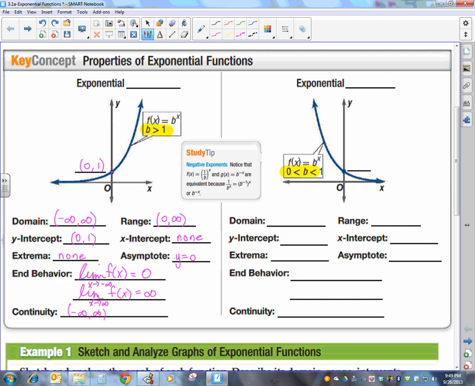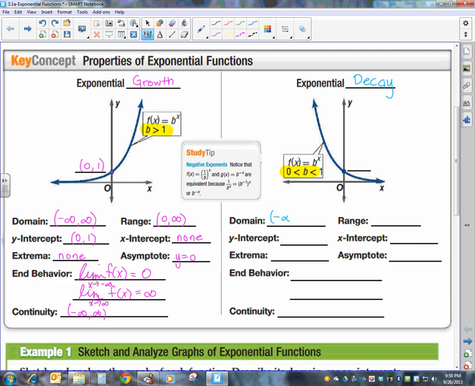Do not write yes, do not write continuous. Give me an interval of where there is continuity, or tell me where there's discontinuity and what kind you have. Okay? This one, where the values are continually going up, is an example of exponential growth. On the flip side, if it's going down, we have exponential decay.